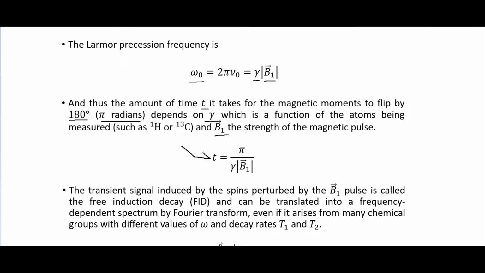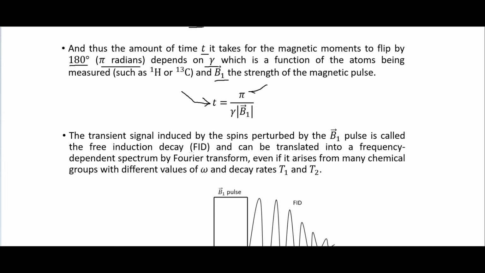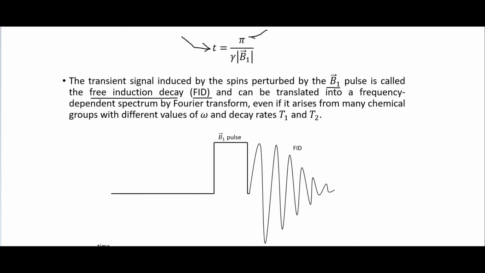So this is the time it will actually take to flip it by pi radians here. So the transient signal induced by these spins perturbed by the B sub 1 pulse is called the free induction decay, or FID, and this can be translated into a frequency-dependent spectrum by Fourier transform, even if it arises from many chemical groups, which is important because remember, we're looking at the protons, and they're going to be in a molecule, they're going to be in different chemical or electrical environments.